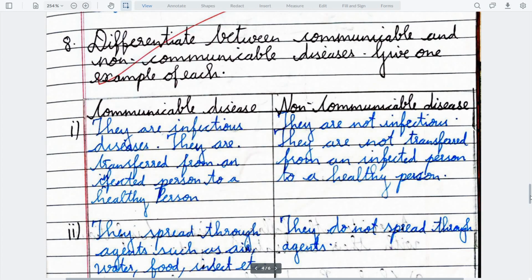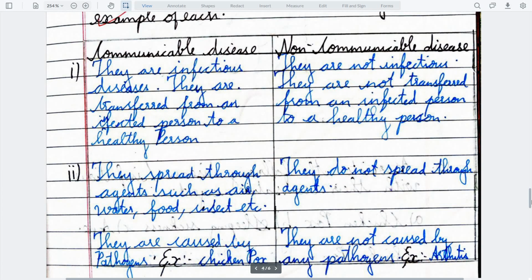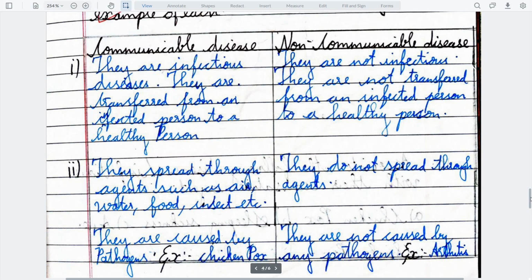Differentiate between communicable and non-communicable diseases. Give one example of each. Communicable diseases are infectious diseases. They are transferred from an infected person to a healthy person. Non-communicable diseases are not infectious. They are not transferred from an infected person to a healthy person.